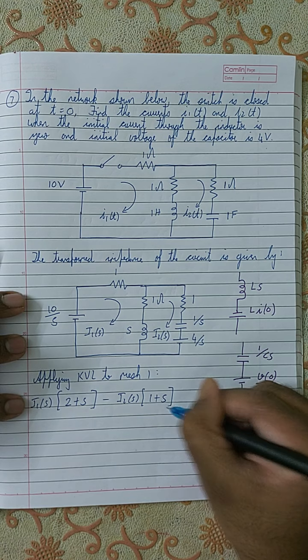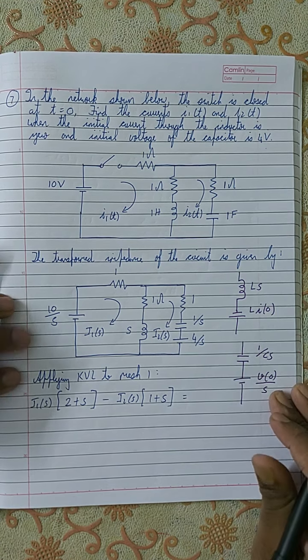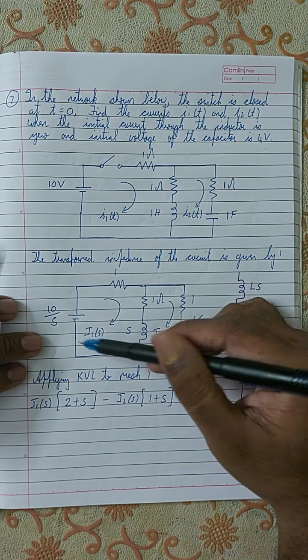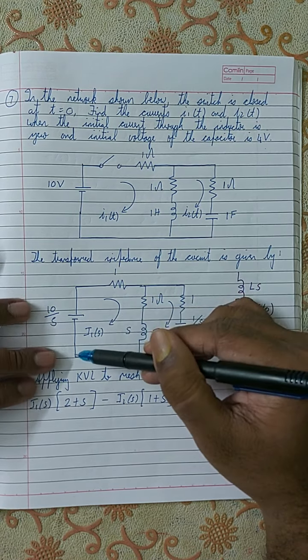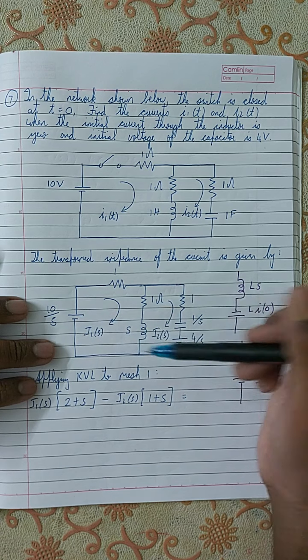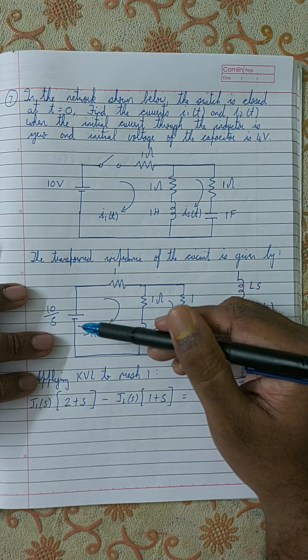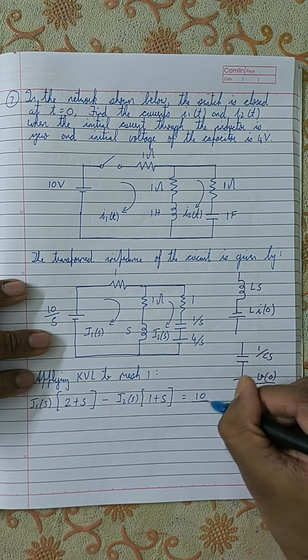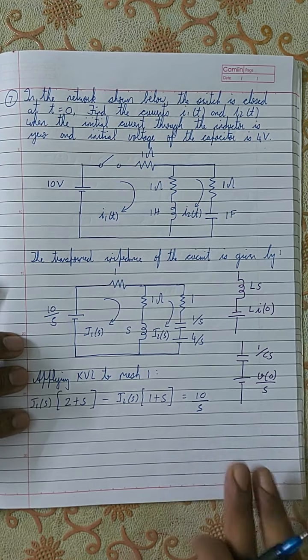Is equal to, what about the voltage? Only one voltage over here, and this I1 of s is coming out of this positive terminal, right? It is going from bottom to top. It is coming out of this, which means this positive terminal is generating I1, so it is plus 10 by s, plus 10 by s. This is the equation.